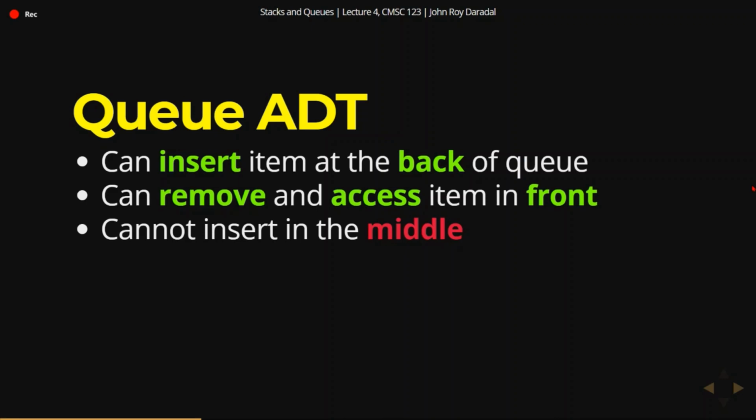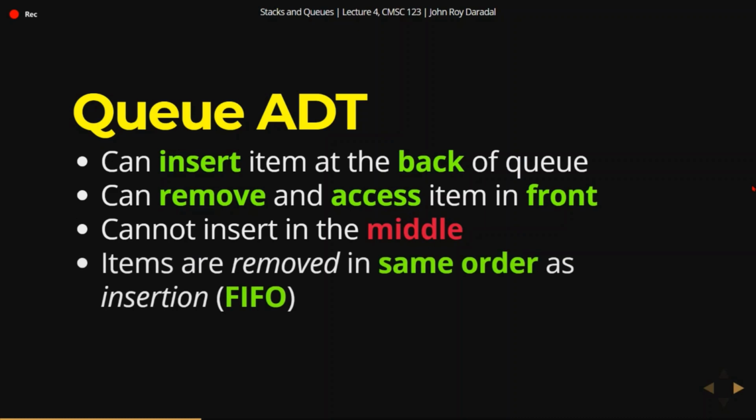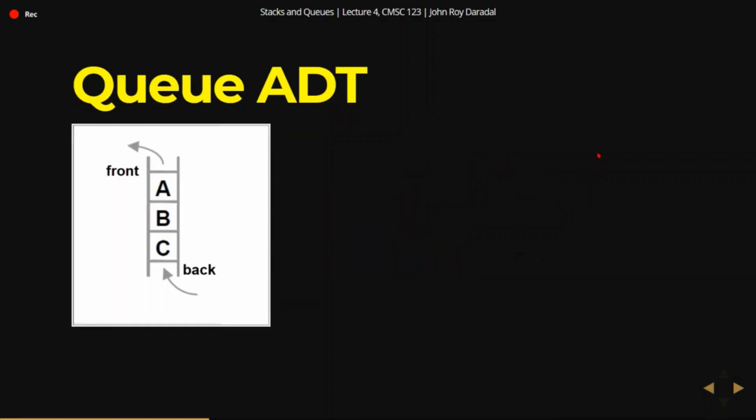We cannot insert in the middle, so there are no cutsies, no cutting in line. Okay, you can only insert at the back and then remove at the front, but nothing in the middle. Okay, and items are removed in the same order as insertion, so first in, first out. So if you're the first item that was inserted, you'll also be the first item that will be taken out. Unlike in the stack wherein it's last in, first out. Okay, so in the queue, you add items at the back, okay, and then you remove items at the front.